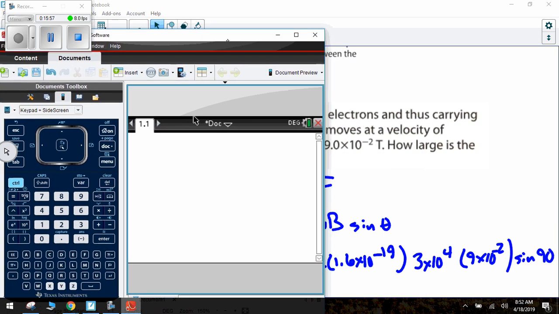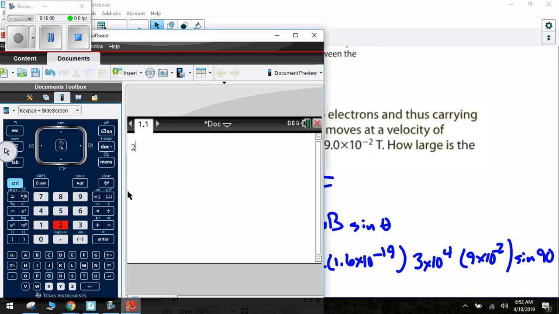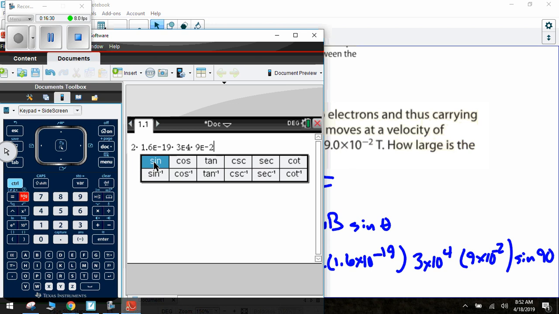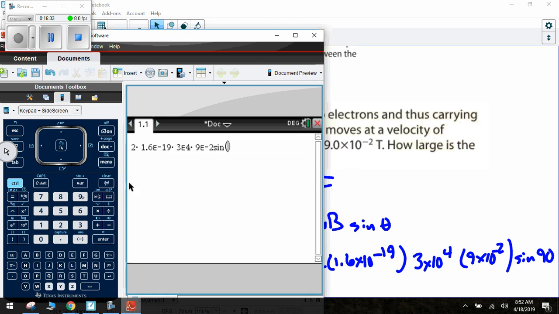All right, we got 2 times 1.6 E negative 19 times 3 E 4 times 9 E negative 2, trig sine 90.